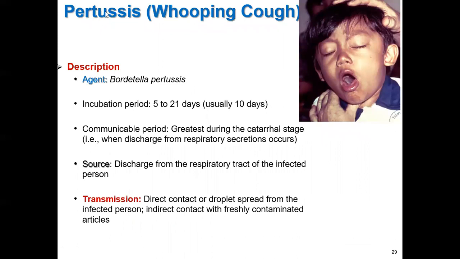The next disease is called Pertussis. Pertussis is also called whooping cough. The organism that causes Pertussis is Bordetella pertussis. The incubation period is 5 to 21 days, and the source is discharge from the respiratory tract of the infected person.